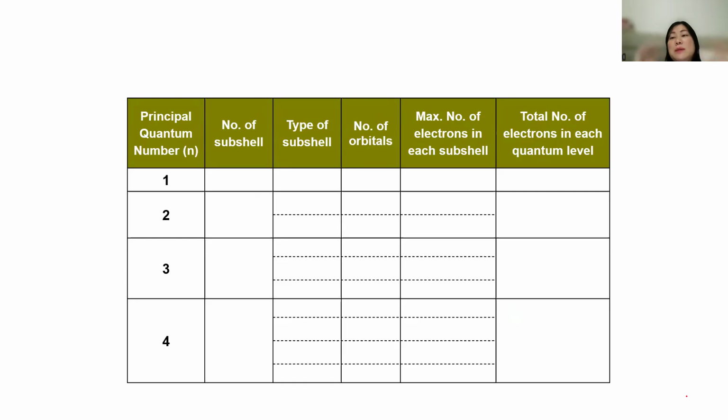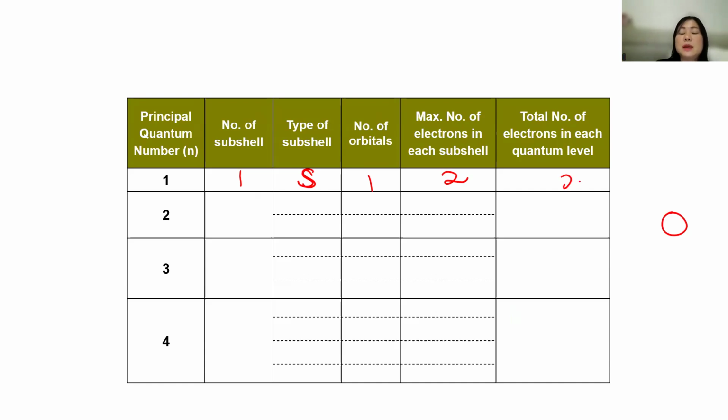Okay, let's try to summarize what we have heard just now. If the principal quantum number is 1, then the number of subshells is 1. And the type of subshell is called S. And how many orbitals are there in S? One orbital. S is only one square box orbital, right? And how many electrons can you fill in? Every orbital, 2 electrons, so 1 times 2, 2.